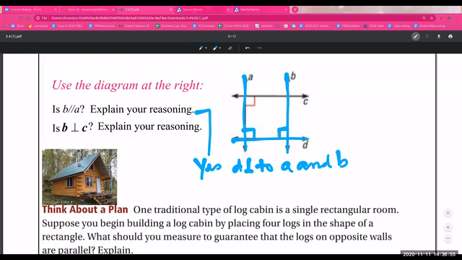And then it says, is B perpendicular to C? Well, let's see here. We have to do some reasoning. I'm going to erase some lines here. Is B perpendicular to C? So I want to know this right here, if these are perpendicular. So if lines C and D are parallel, we have to look at that first. C and D. Well, are they parallel? Let's see. Do we have enough information?